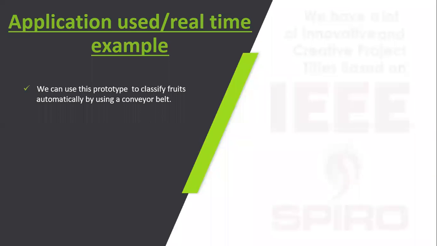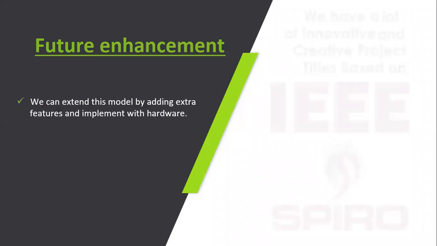Application: we can use this model on a conveyor belt in a heavy supermarket or at airports, where there is a need to classify the fruits. Future enhancement: we can enhance the project by adding hardware, or we can create an API of this model.